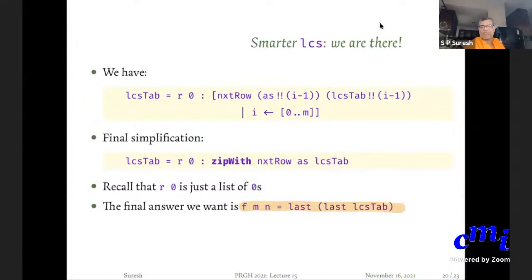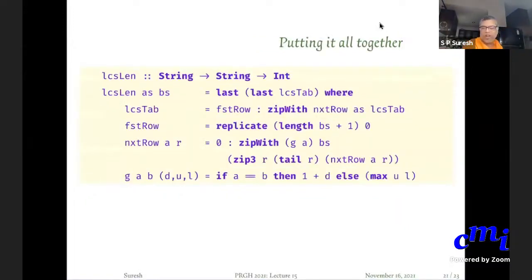Last of LCS tab will go to the last column of the last row. Okay, and this is what your final answer is. And this you can install as your program finally. Some 4 lines or whatever, but you can see the enormous amount of improvement that you have done.